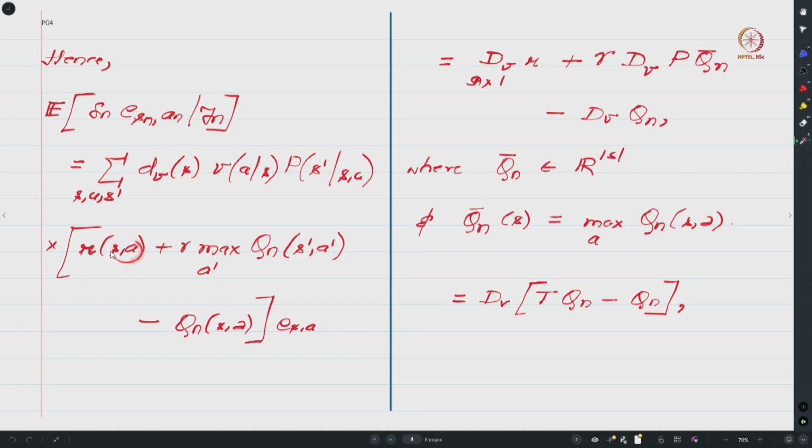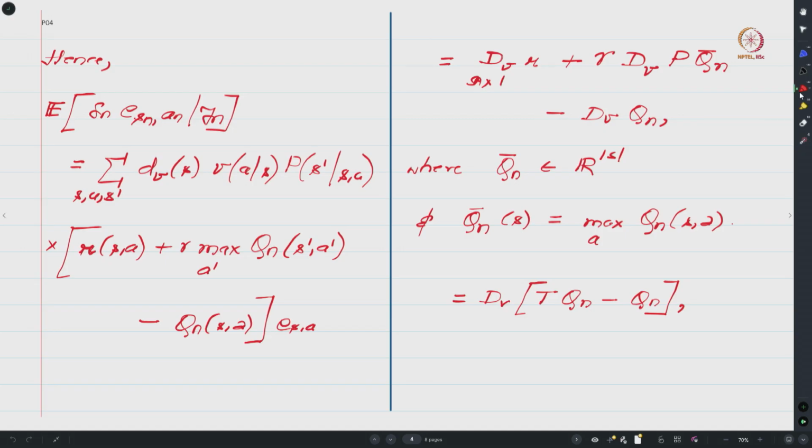So instead of Sn An you substitute S comma A, and instead of Sn plus 1 you substitute S prime, and then you take the max over here and then subtract it from Qn SA and multiply it with E times SA. So this is the conditional expectation of delta n E Sn An, and in compact form one can see that this whole expression can be written as a diagonal matrix.